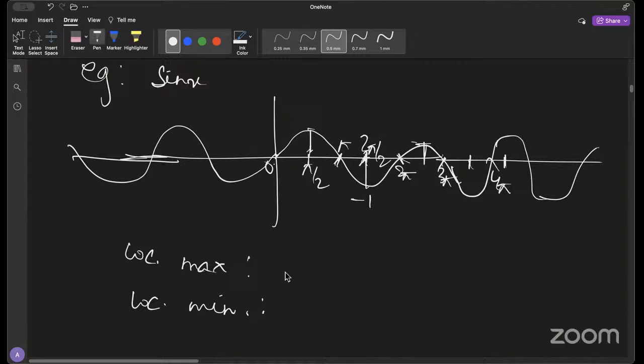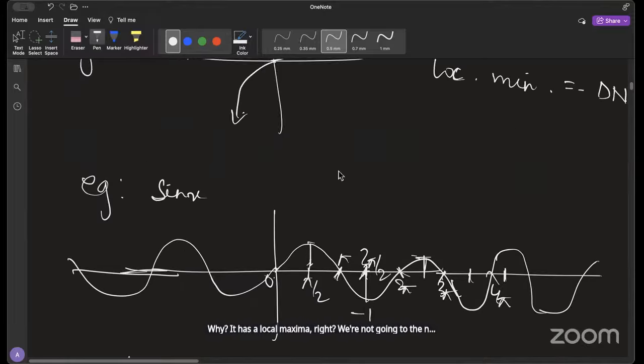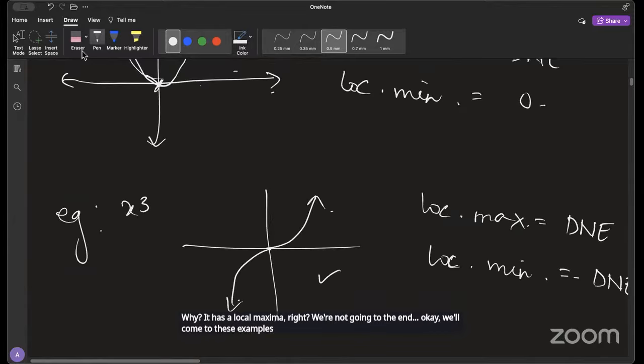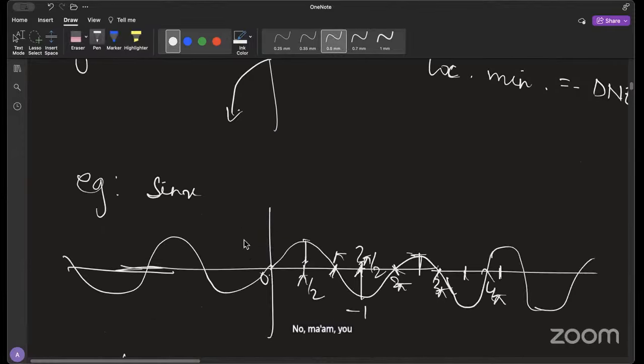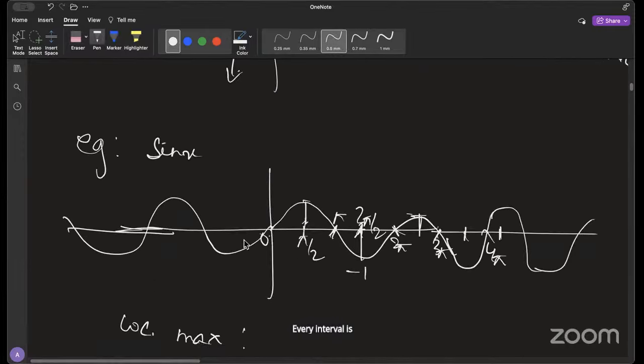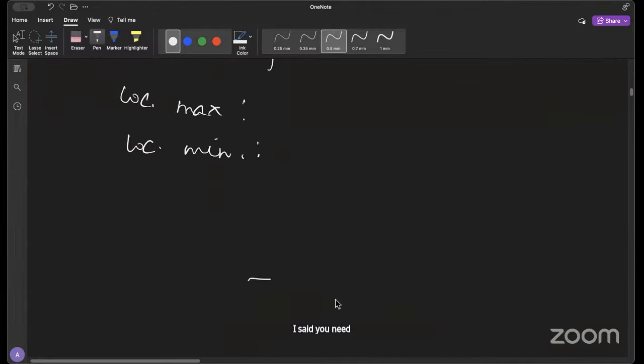It also doesn't have a local maxima. Why? Because it has a local maxima, right? We're not going to the end. We'll come to it, these are examples again. No, ma'am, you said every interval is equal. No, I didn't say every interval. I said you need one, that's why the definition is important.